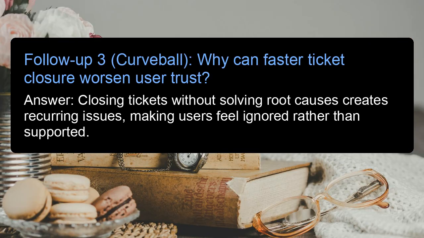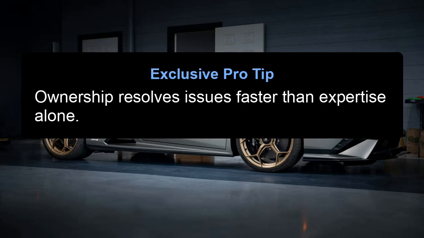Follow-up 3. Curveball. Why can faster ticket closure worsen user trust? Answer: closing tickets without solving root causes creates recurring issues, making users feel ignored rather than supported. Exclusive pro tip. Ownership resolves issues faster than expertise alone.